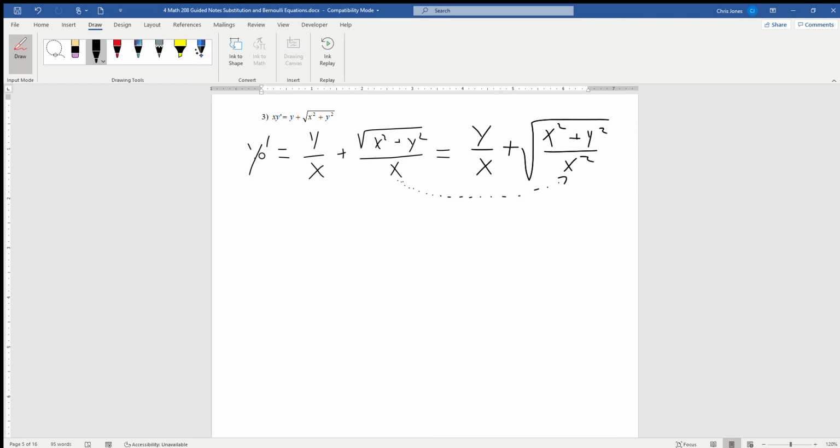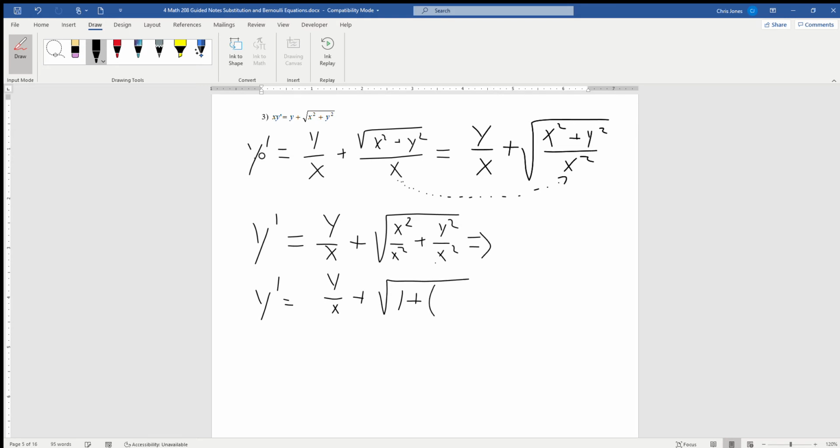And to do that, we had to multiply by the index of the radical, which was 2, since it's a square root. We're going to rewrite the radicand in this case. So we have y over x plus the square root of x squared plus y squared over x squared. I'll just break this down: x squared over x squared plus y squared over x squared. Finally, another way to write this is y prime equals y over x plus the square root of 1 plus the quantity y over x, squared.